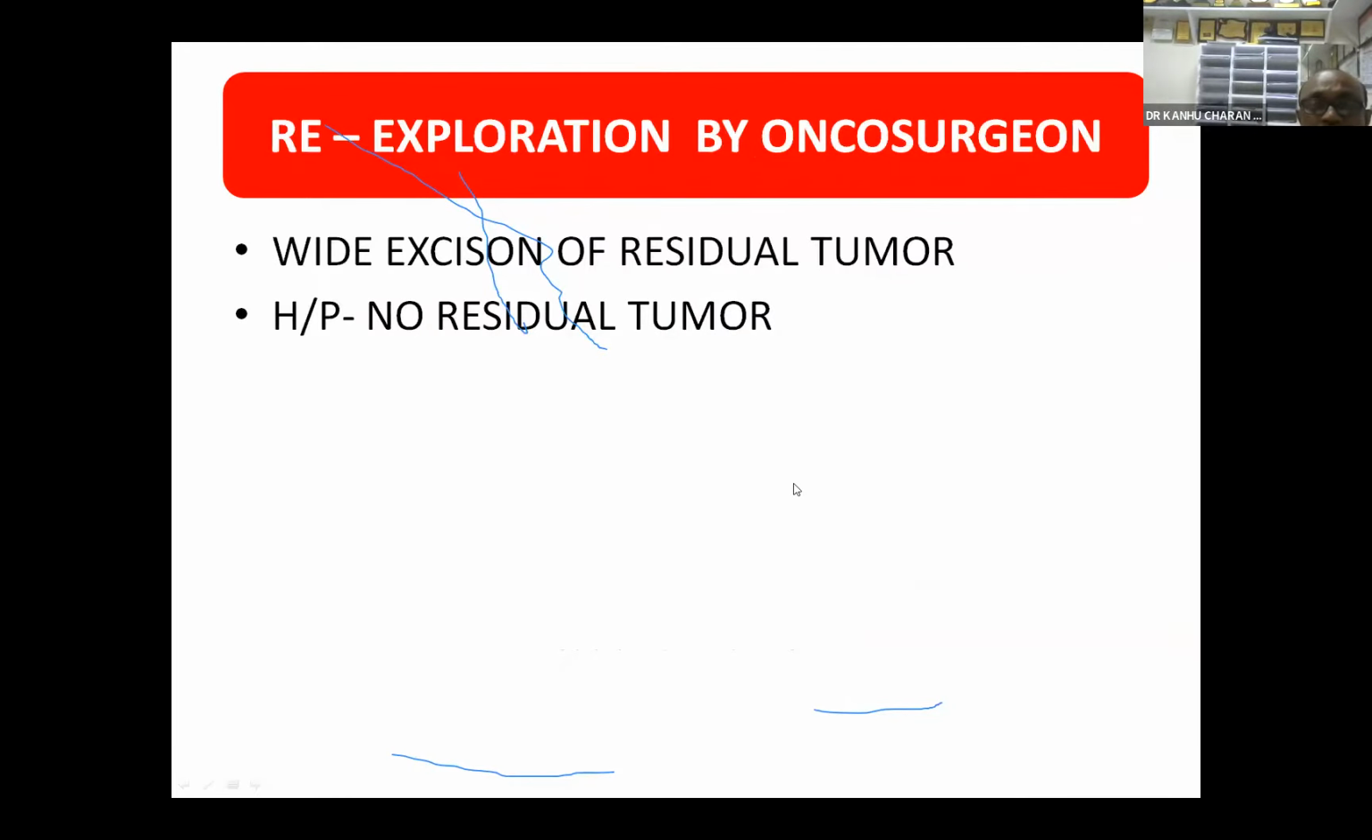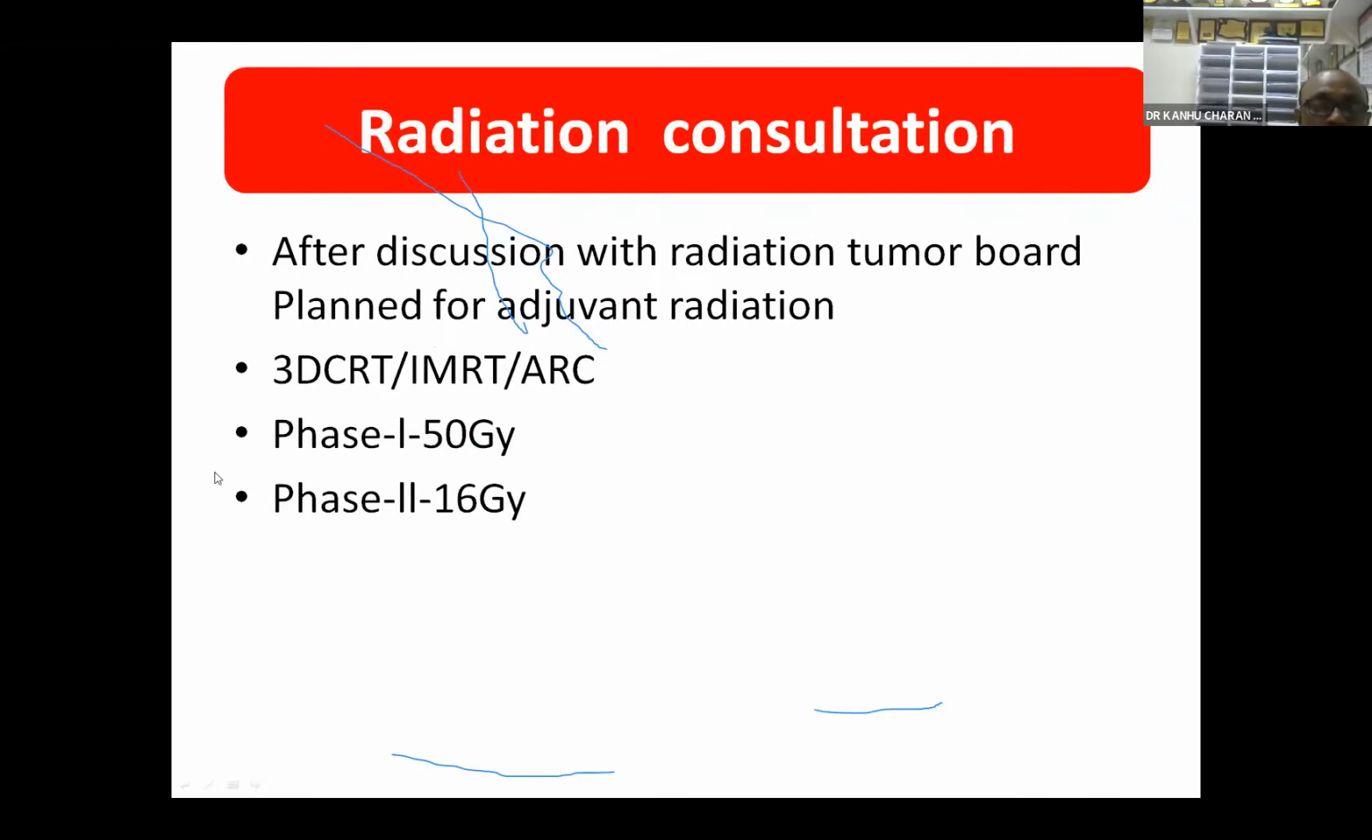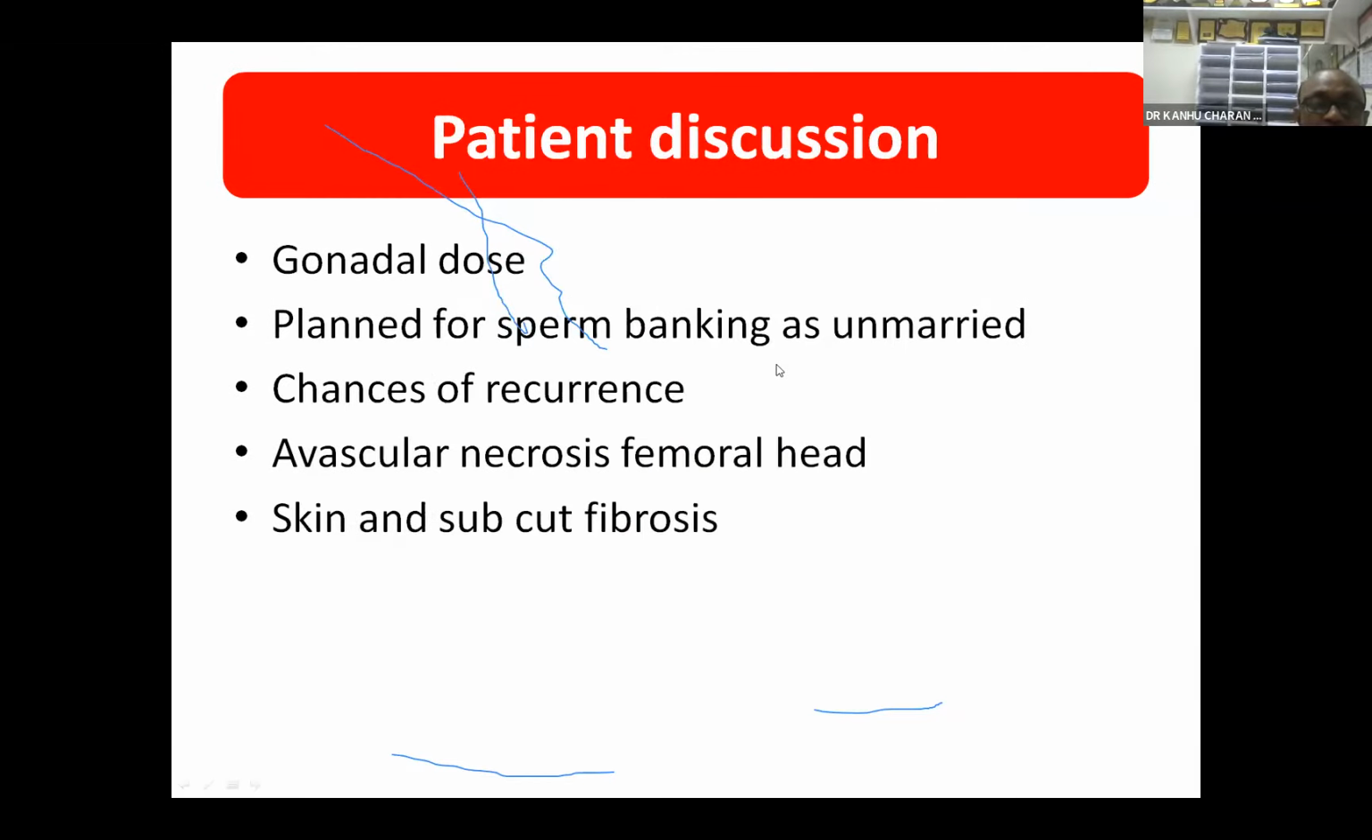But because it was done by a non-oncosurgeon, we went for a wide local excision of the residual tumor, and there was no residual tumor on pathology. After the case was discussed by the oncosurgeon, the patient and board decided to plan adjuvant radiotherapy, and the patient was explained the complications and outcomes of the procedure. We planned 50 gray in the first phase, and because of R0 resection the boost is 16 gray. After discussion with the radiation tumor board, we planned the adjuvant radiation.